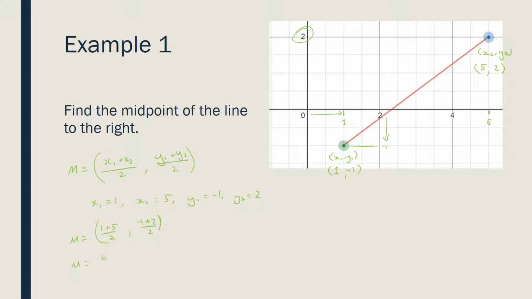which is going to give us 6 over 2. And then minus 1 plus 2 is going to be 1 over 2. So finally, our midpoint is going to be 3, 1/2. So that's the midpoint of our line. We can go across to 3, and this is 1/2. So we can say that this here is the midpoint, 3 1/2.